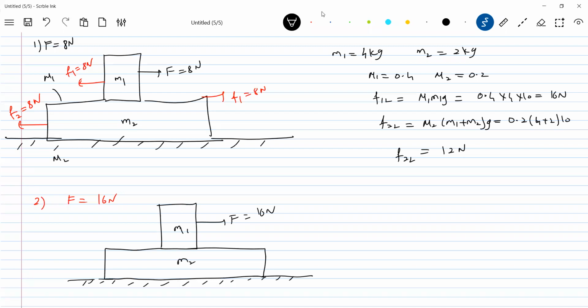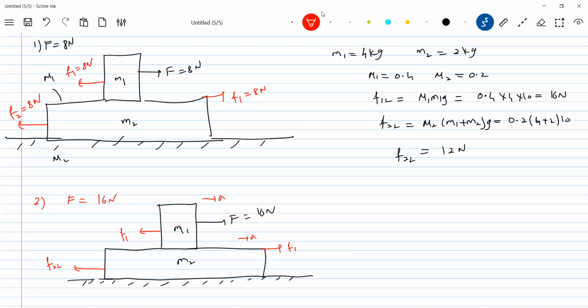Will there be slipping between the blocks M1 and M2? Here I'll proceed in the same way. I think in the previous problem this was F1. This will be F1. Here I'll assume F2L. I'll assume that no slipping occurs. I'll write down the equation now.